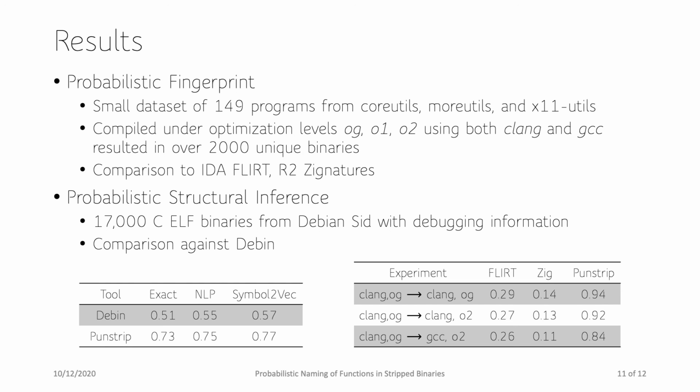Secondly, we perform a large-scale experiment in which we use all C ELF binaries from the Debian repositories to evaluate the effectiveness of Punstrip's probabilistic structural inference and show that we outperform the leading state-of-the-art research tool.